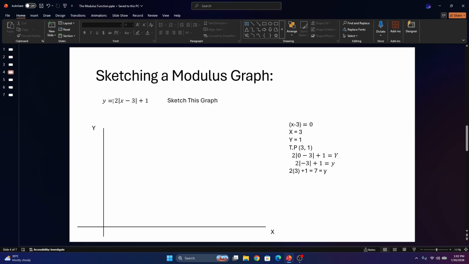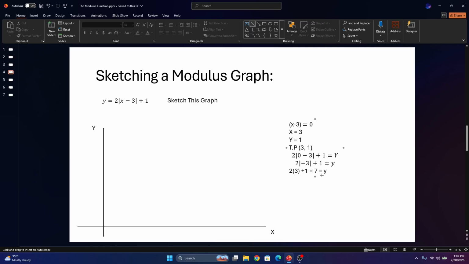Now the very last thing we need to sketch this graph is to find out the shape. The way we do that is by looking at the a right here. In the general form, a, which is the multiple of the modulus, is 2. And 2 is a positive value, so we know that the graph is going to be an upright V shape. Now that we know all of this information, we can get on to sketching the graph, which is going to be right here.